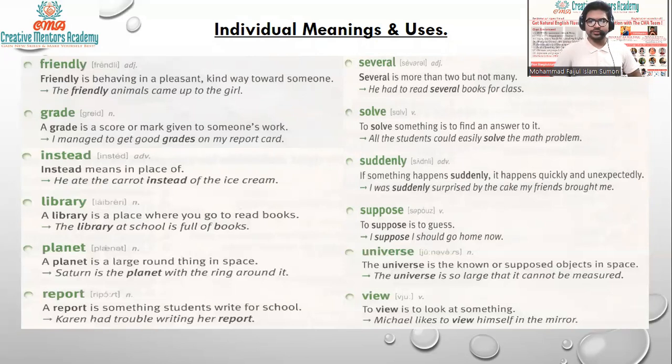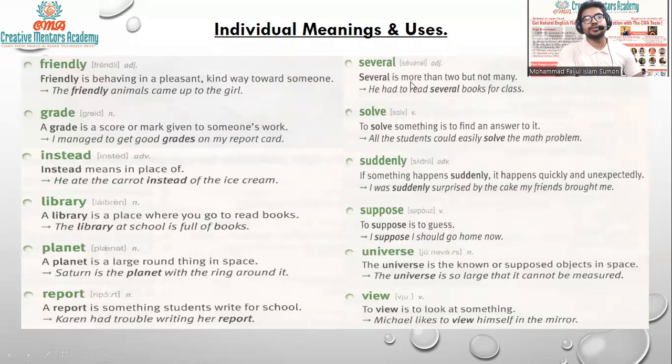Report is something students write for school. Report writing, assignment writing, or a research report, I mean the final result. Any kind of report you can call a report. Karen had trouble writing her report. Trouble means she got into a problem, the problem she had.